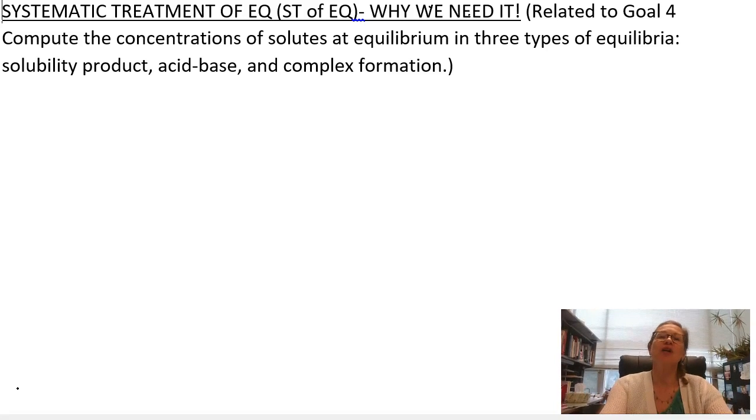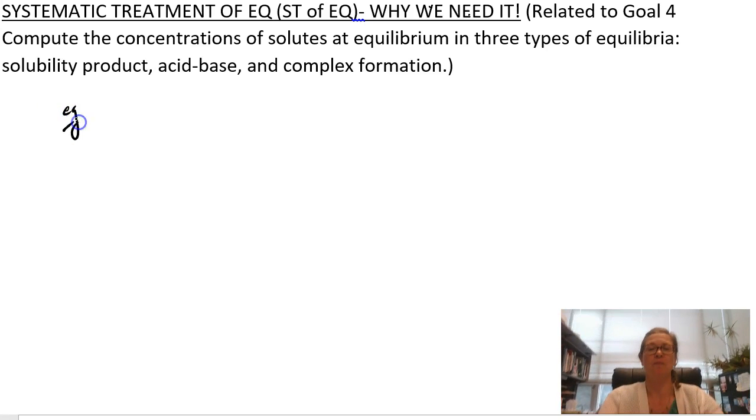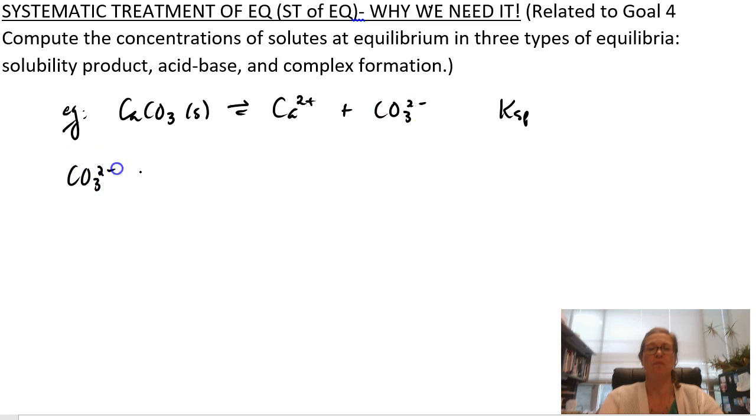Let me give you some examples of systems that you might encounter. One example is related to the dissolution of calcium carbonate in water. Calcium carbonate dissociates into calcium and carbonate, and you would recognize this as a KSP reaction. But what if that water were acidic, and what if that acid could neutralize some of the carbonate? So then this reaction could take place.